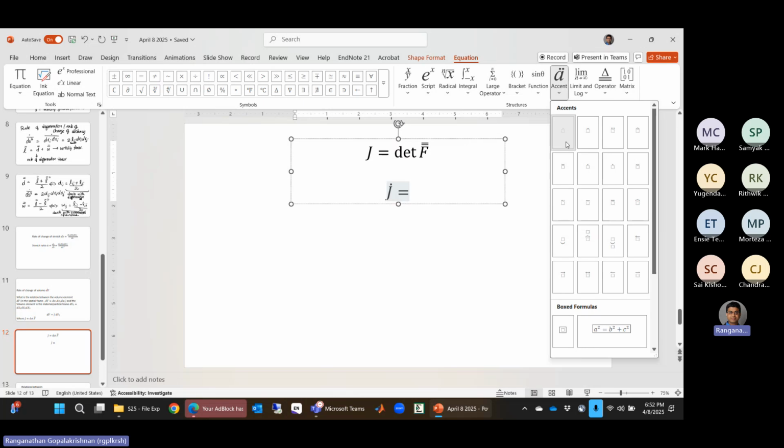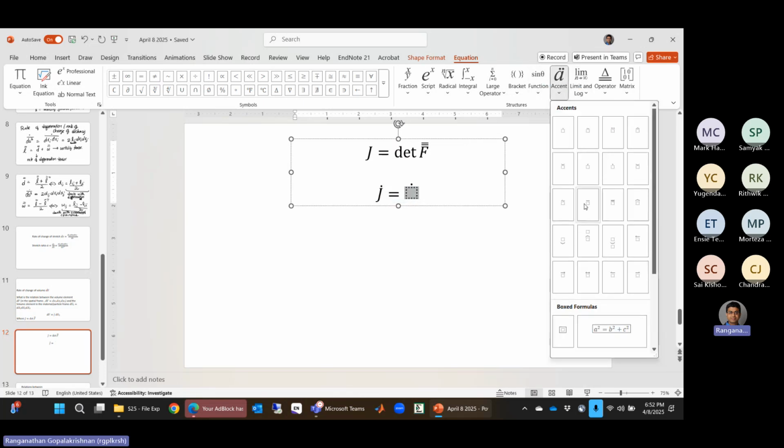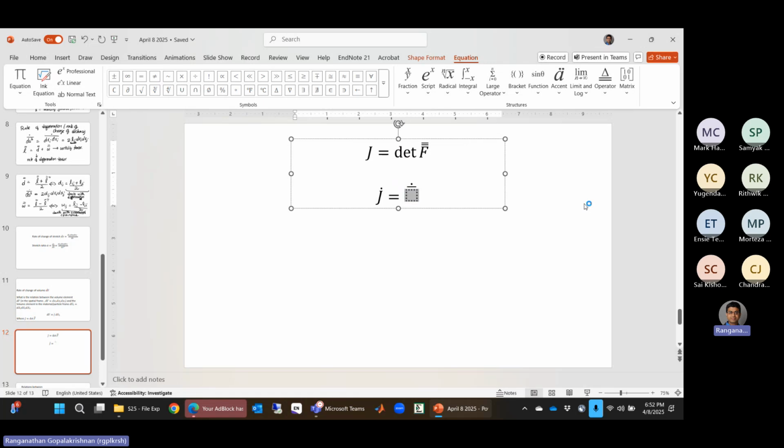First, let's get the dot. And within the dot, let's get the dash. All right, got it. And then determinant of F. So this is the determinant of F, which is a scalar. Remember that. And the time derivative of that scalar. So that is what we are trying to compute here.